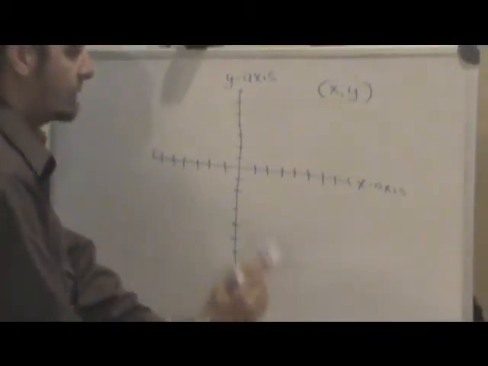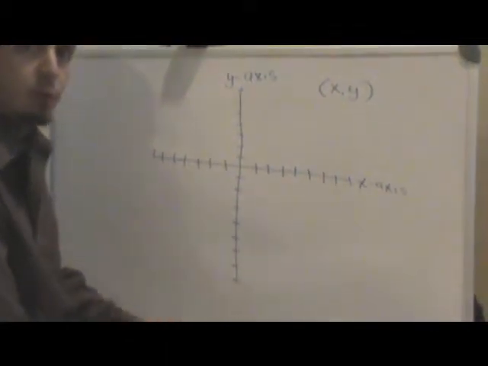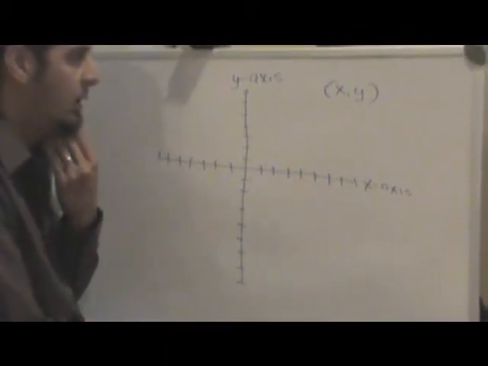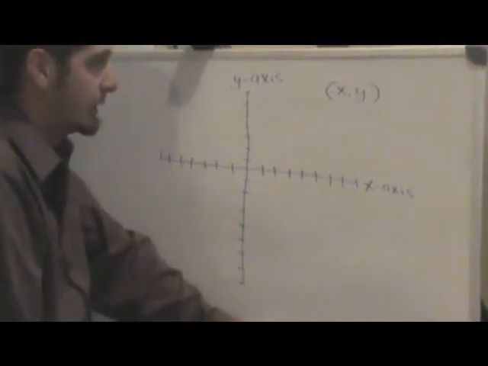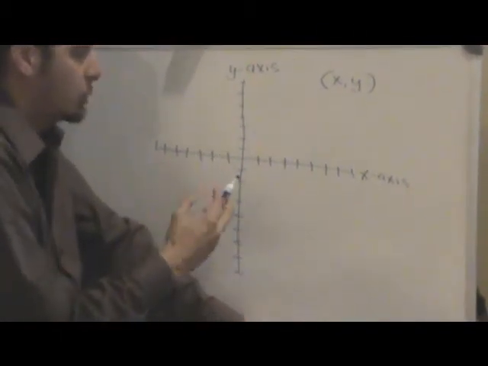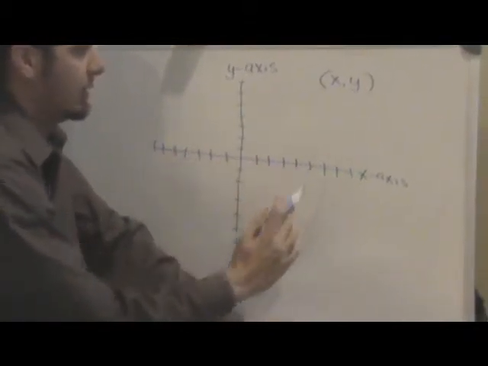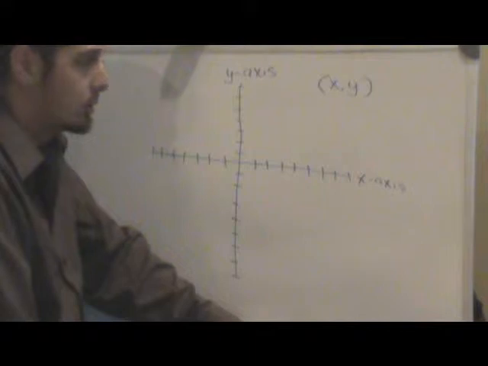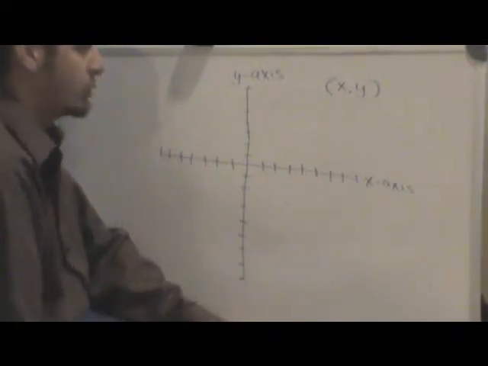X-coordinates travel along the x-axis. They move left and right. This is stuff you should probably be taking notes on. So again, the x-coordinates move left and right on the x-axis. Y-coordinates move up and down on the y-axis. So together, they're able to lead you to a point on the coordinate plane.